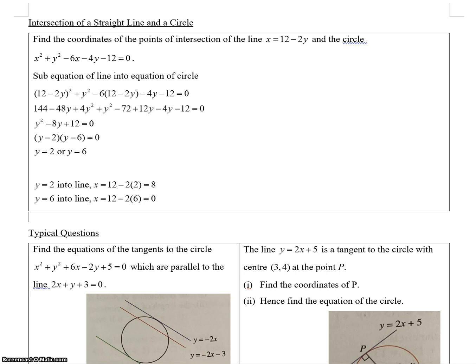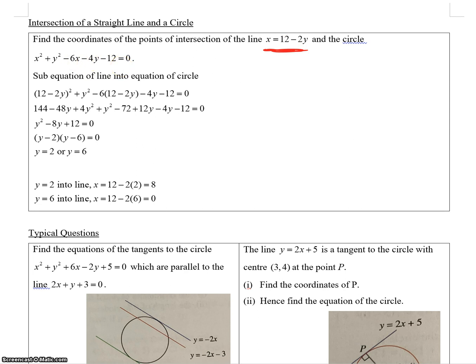As long as you sub one into the other, you're going to solve for intersection. A circle is no different. So you can see that we have a line here, this one, x equal to something, and then we have a circle over here. This is our typical circle.